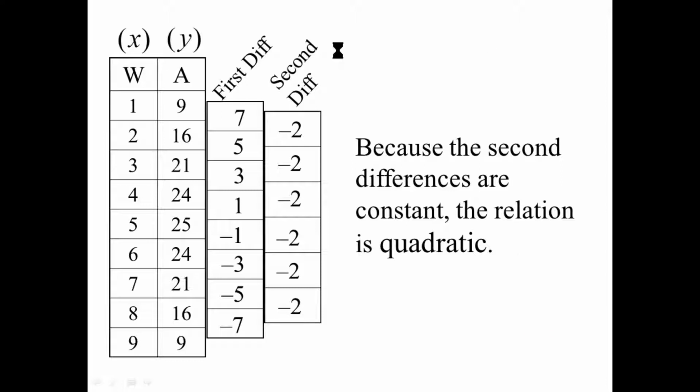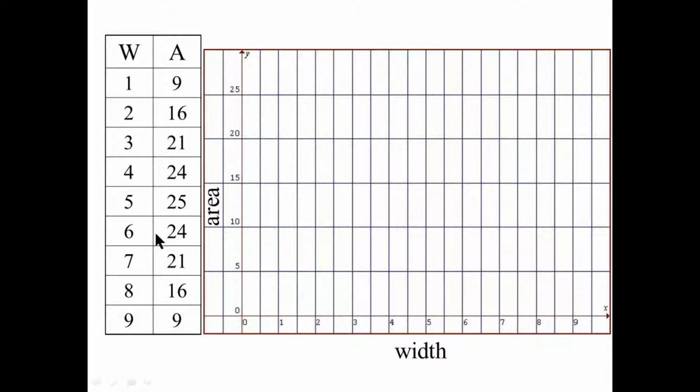Putting this on a grid, put width across the bottom because width is playing the role of x here, and put area up the side, and simply place the points on the grid. 1, 9, 2, 16, 3, 21, 4, 24, 5, 25, 6, 24, 7, 21, 8, 16, 9, 9.